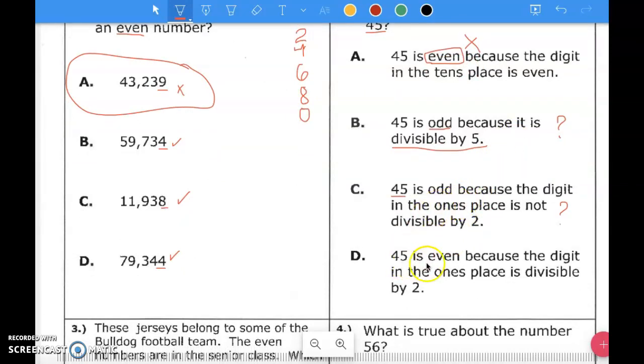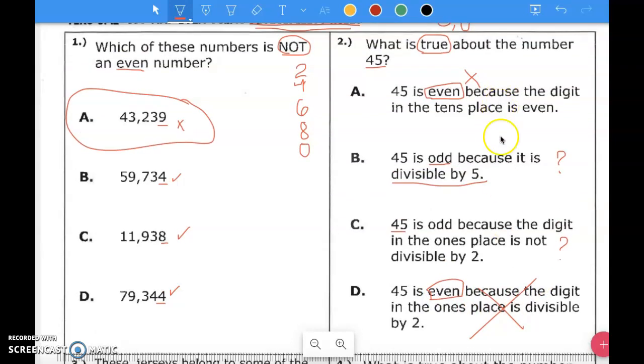And 45 is even. Is it even? No. Okay, so we found out which ones are the two that are totally wrong. So I just need to check which one of these two is a distractor. Which one sounds better? That it is an odd number because it is divisible by 5. So only the ones that are divisible by 5 are odd numbers? Would that be correct? I think this is the distractor. 45 is odd because it's not even. Okay? Even numbers are the ones that are divisible by 2, like I showed you here.